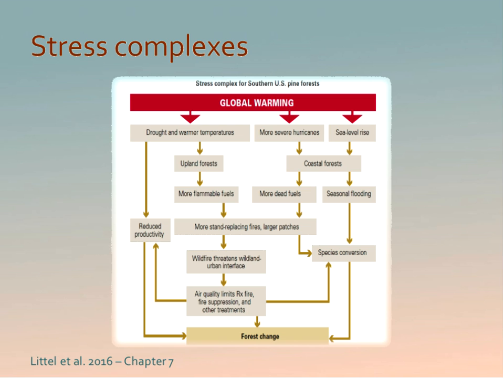incredibly challenging. This is an example of some of those stress complexes for southern pine forests, and there are similar ones described in greater detail in Chapter 7 of the report as well. But here, for example, you have a situation where you have global change or global warming, more severe hurricanes, sea level rise, drought and warmer temperatures impact upland forests, more flammable fuels, hurricanes and sea level rise impact coastal forests, more dead fuels, more stand replacing fires of larger size, more wildfire threatening the wildland interface.